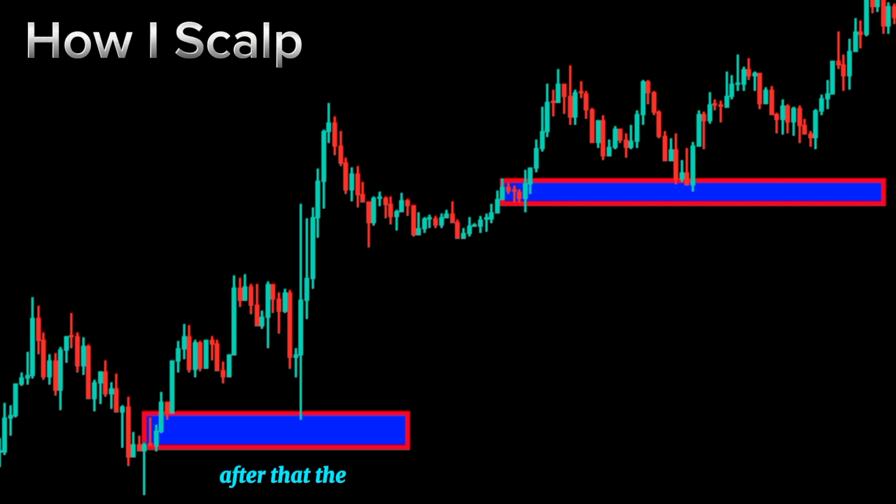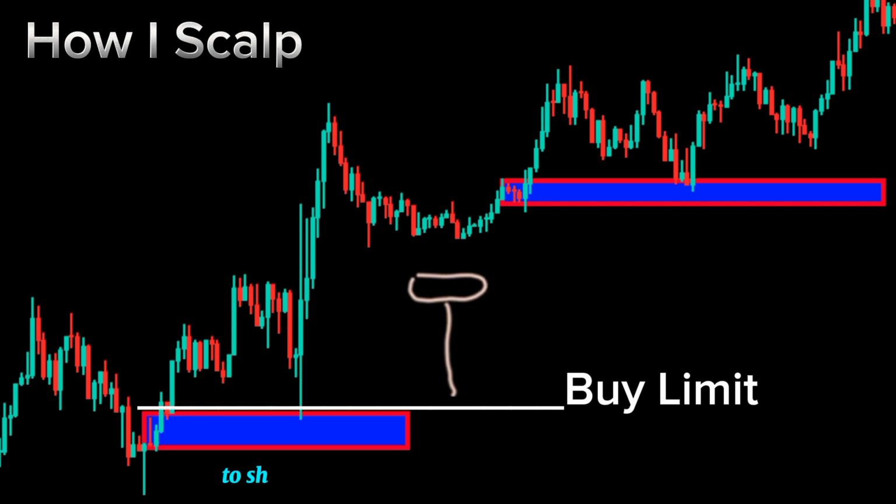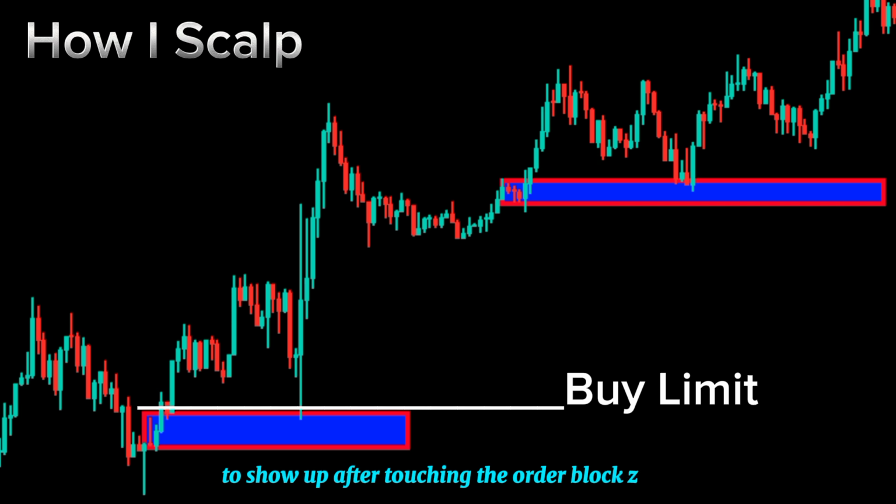After that, there are two ways to get in the trade. The first way is to place a buy limit at the top of the order block box, so the market can pick the order fast when it touches the box, or you wait for an entry candle, like the pin bar, to show up after touching the order block zone.